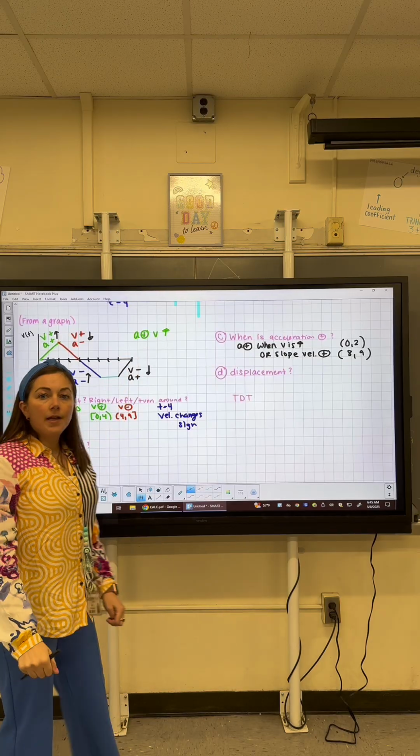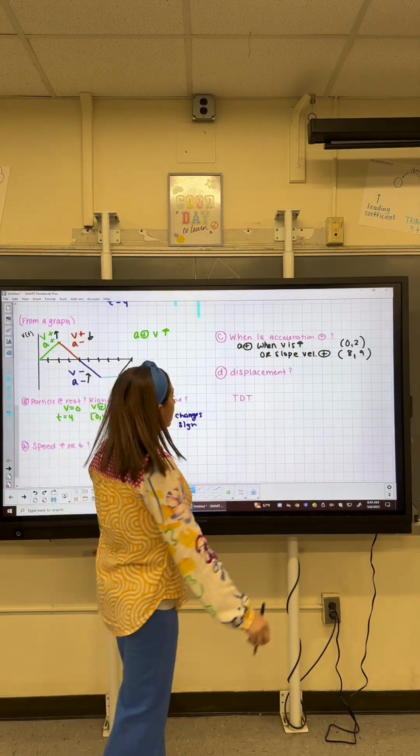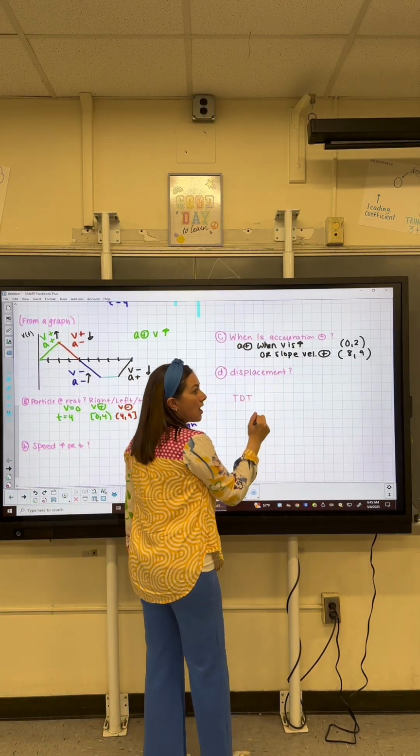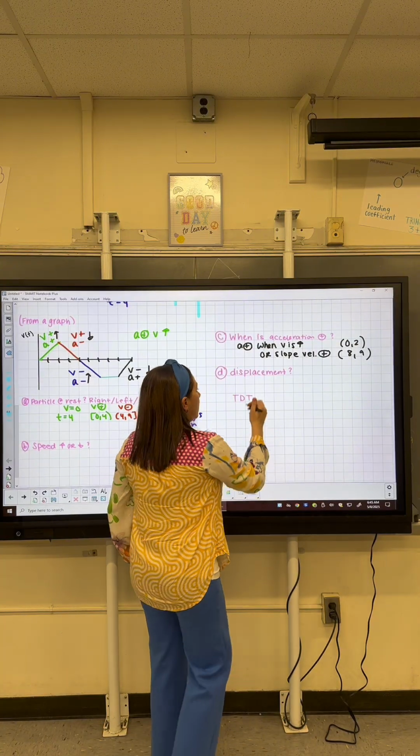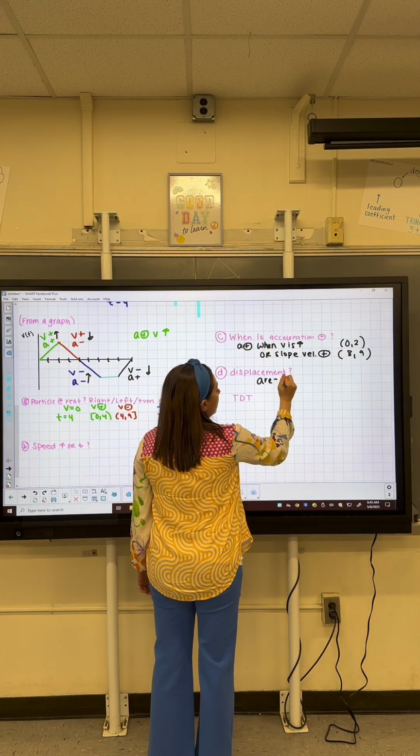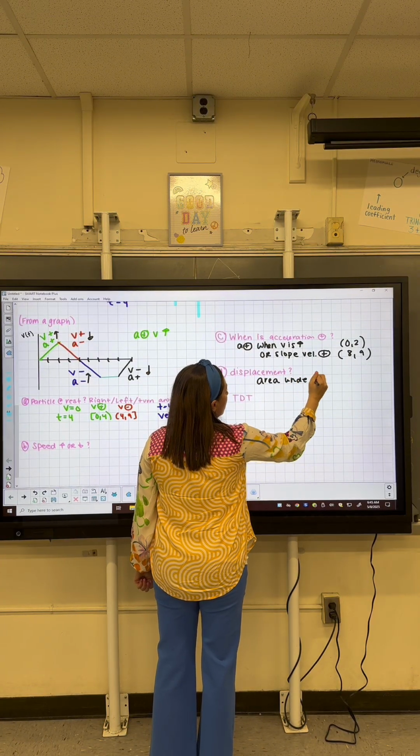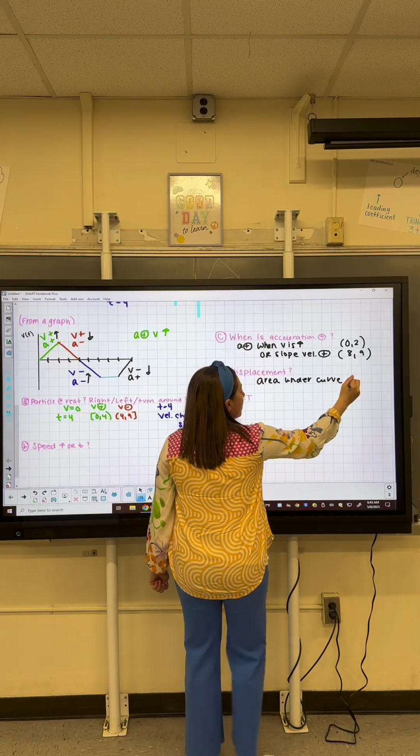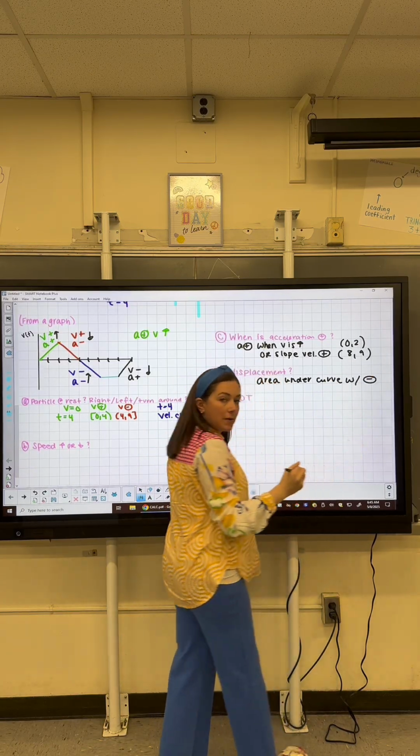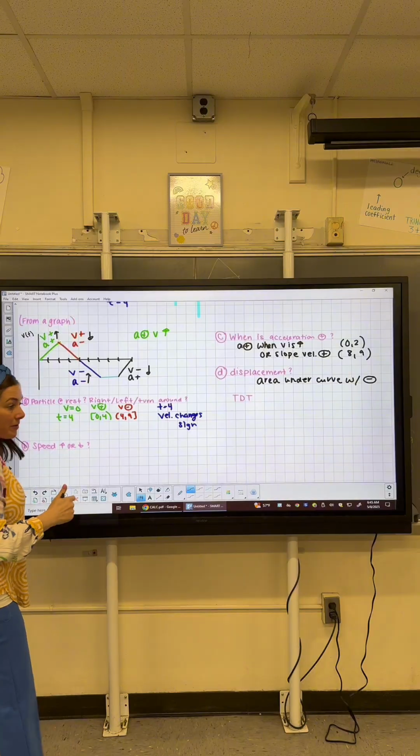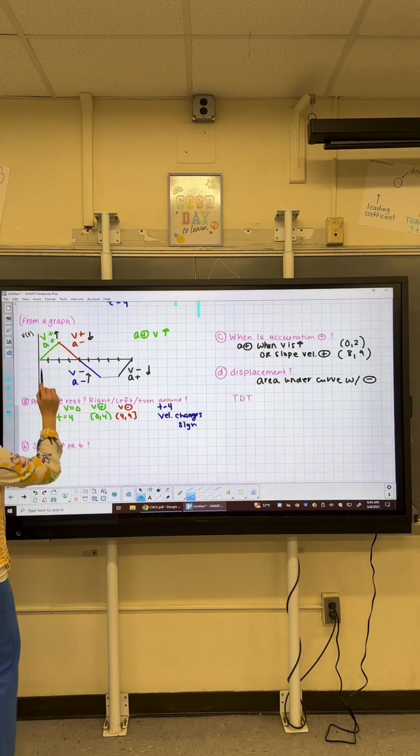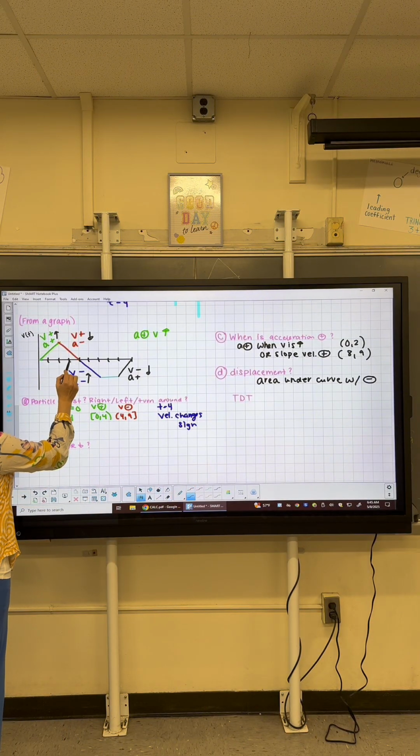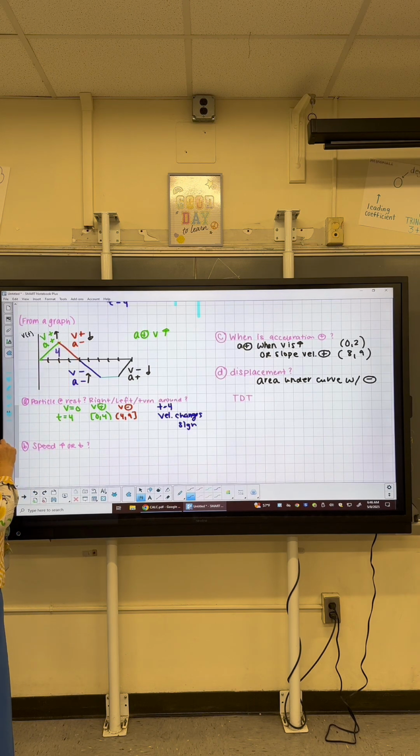Okay. Now, displacement. Displacement is the area under the curve with negatives. So this is what I mean. We're going to calculate the area of all these shapes right now. I'll write it in purple. So this triangle is going to be 1, 2, 3, 4. 4 times 2 is 8 divided by 4. Base times height divided by 2.